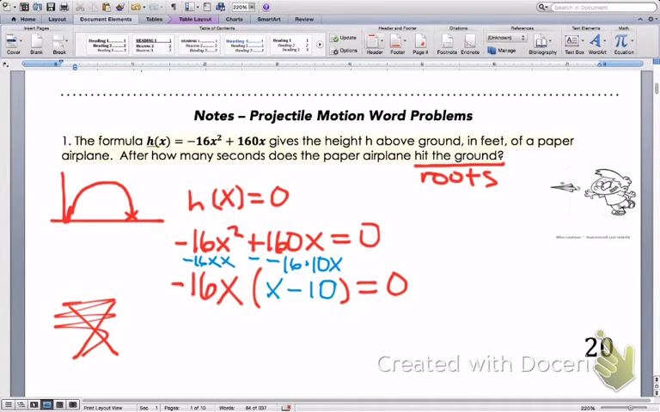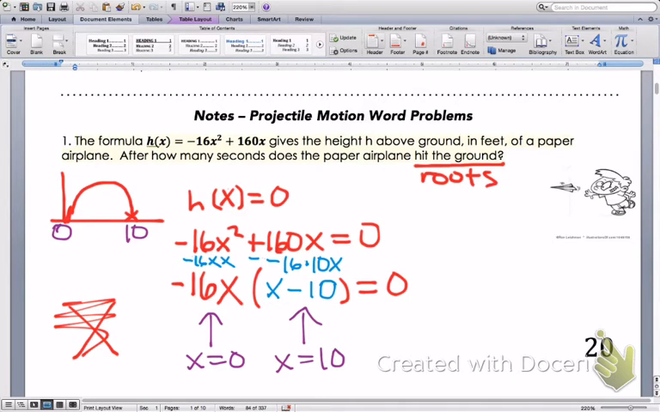I'm going to solve for x on each one. So the first one's pretty easy. What makes this equal to 0? When x is equal to 0. If you plug in a 0, it eliminates the whole thing. What makes this one equal to 0? When x is equal to positive 10. So these are my two solutions. This is at 0 here and at 10 here.